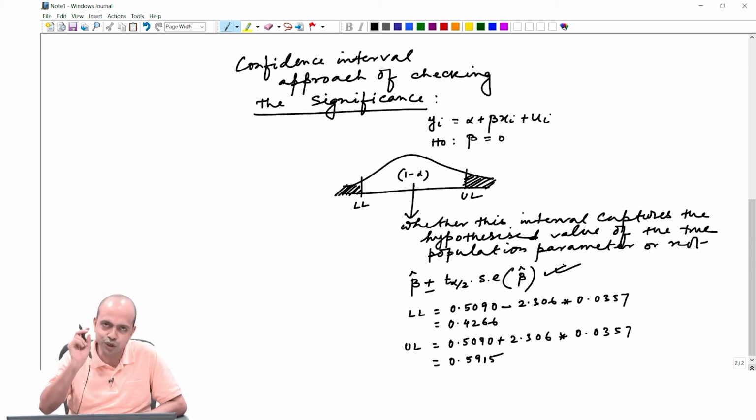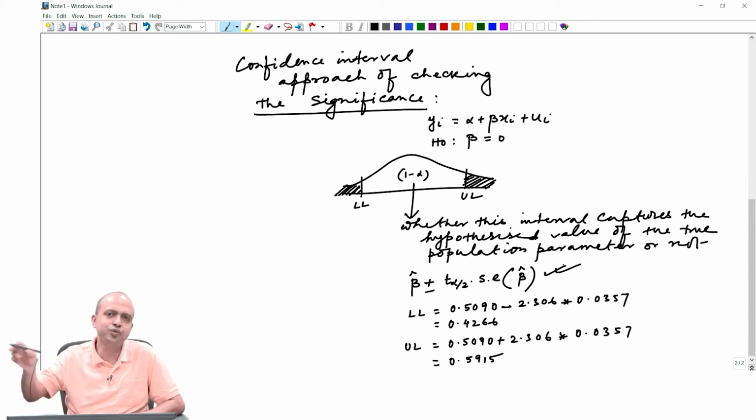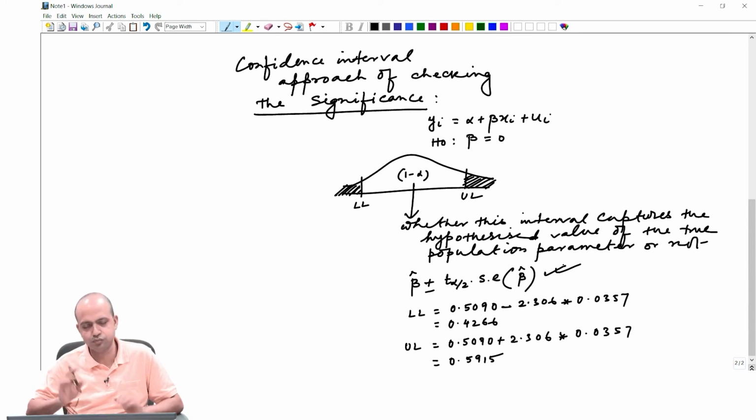STATA will give you only one single interval, that is called the 95% confidence interval. And calculating a 99% or 90% confidence interval is very easy. Instead of 2.306, you have to specify the t value at 1% and 10%. That's all.